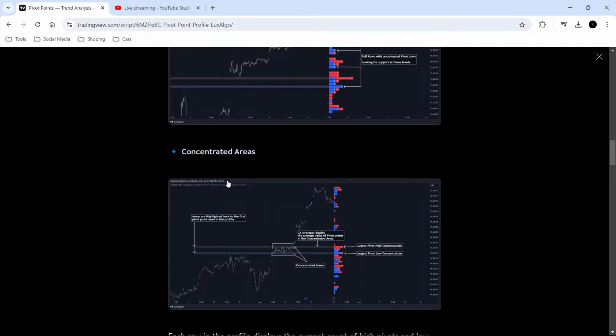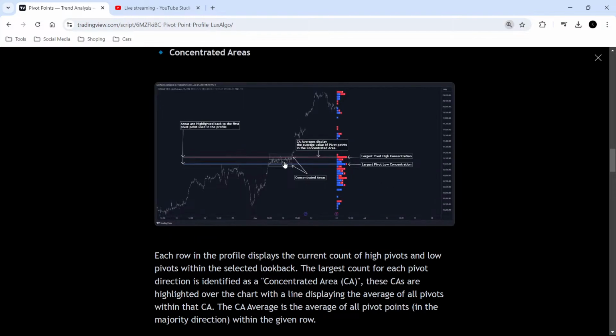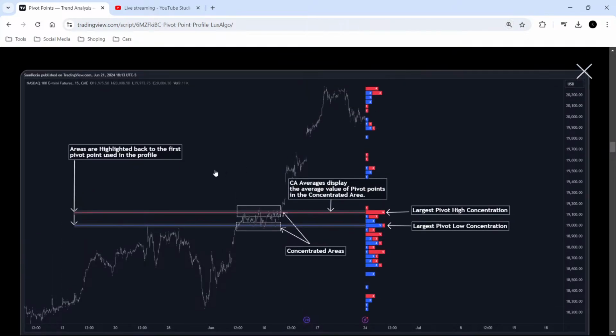Then we have concentrated areas. Let me zoom this in a little bit. Areas are highlighted back to the first pivot point used in the profile. Okay, let me check this out. Back to the first pivot point. I'm actually confused right here. Why is this showing me multiple lines? Alright.